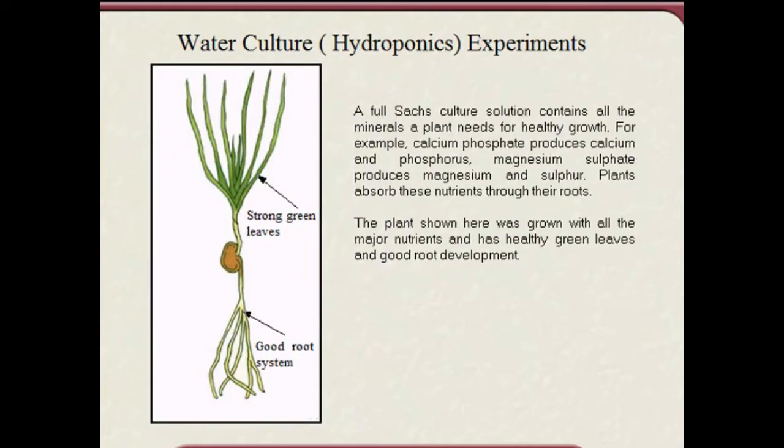Water culture or hydroponics experiments. A full Sachs culture solution contains all the minerals a plant needs for healthy growth. For example, calcium phosphate produces calcium and phosphorus. Magnesium sulfate produces magnesium and sulfur. Plants absorb these nutrients through their roots. The plant shown here was grown with all the major elements and has healthy green leaves and good root development.